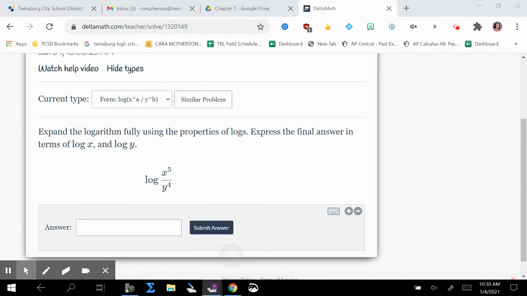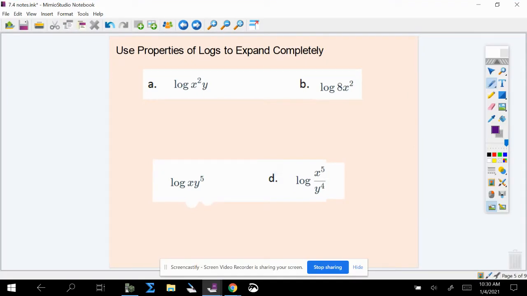So let's get to these. So we're going to pull this apart. First thing you want to do when you're pulling it apart is see if things are being multiplied or divided. If it's being multiplied, you're going to pull it apart with addition. If it's being divided, you're going to pull it apart with subtraction. So this first one, we have the x squared and the y being multiplied. So we're going to pull it apart as the log of x squared plus the log of y. So that's your first step, is to see if it's being multiplied or divided.